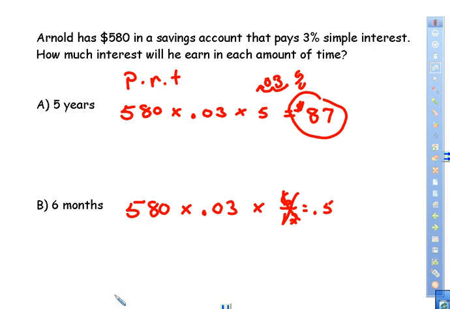$580 times 0.03 times 0.5, which is a half of a year. And you would see that you get $8. Actually, you get 8.7. But remember, we're talking about money. And if we have money, this is $8 and actually not 7 cents, it's 70 cents. We got to add a 0 behind that number to get us what we're looking for. We always have to have 2 digits to the right of the decimal.